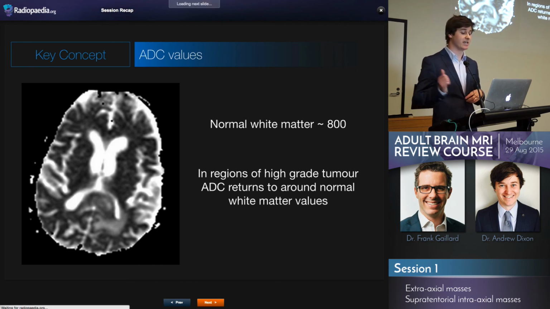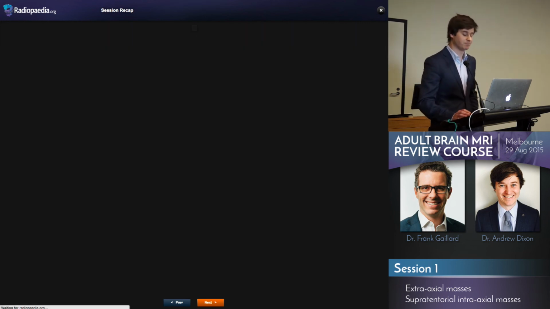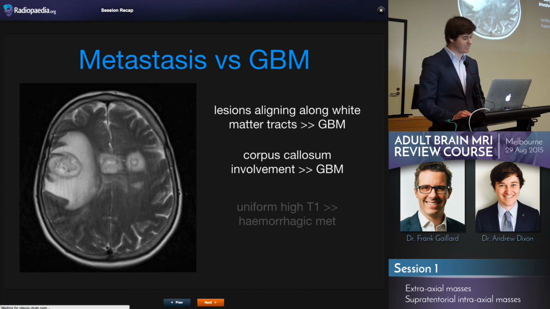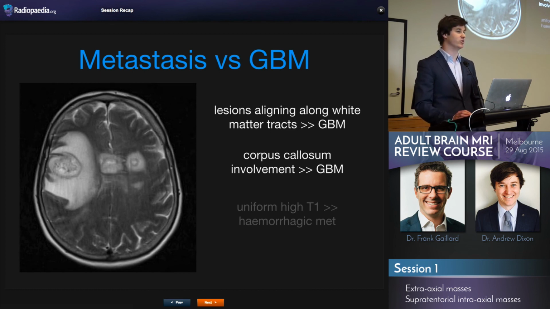So ADC values are going to come up a few times today. I love this mystery case because I would have reported this as being metastases, but I've never really thought about that concept of it tracking linearly through the white matter. I have seen a metastasis in the corpus callosum. I saw one just the other day. It was melanoma, and melanoma can do pretty much anything. But it's very rare for a metastasis to be in the corpus callosum. So that's the first clue, and that perfectly straight line.